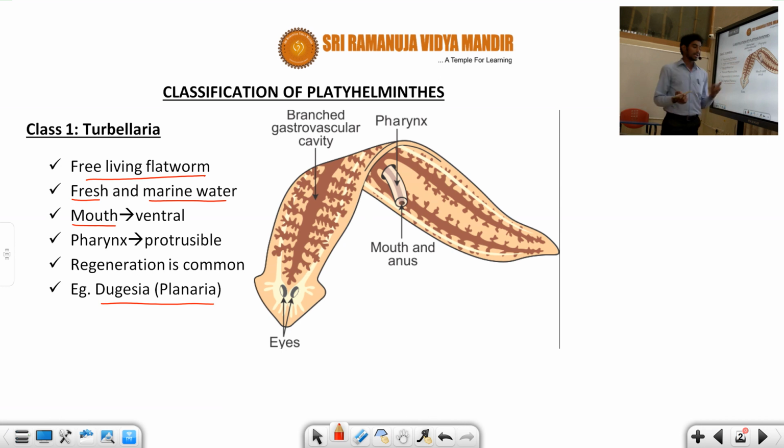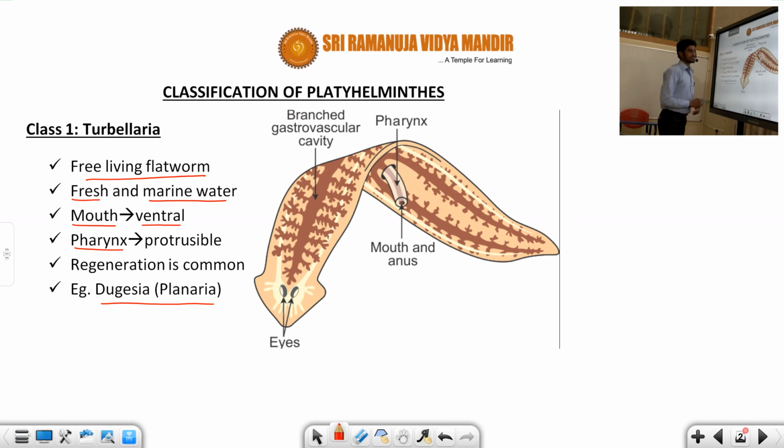I told you already, many of the Platyhelminthes are dorsoventrally flattened. The back side is dorsal and this one is the ventral position. So the mouth is present in the ventral position. The mouth is ventral, and another feature is that there is a pharynx.